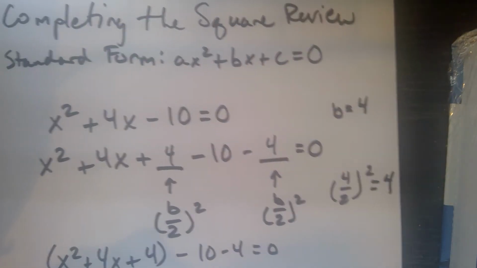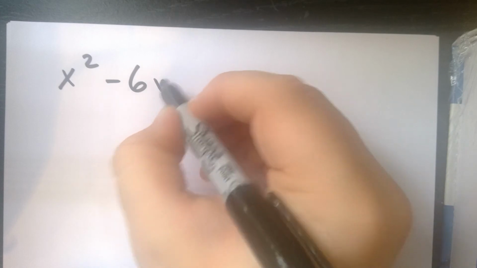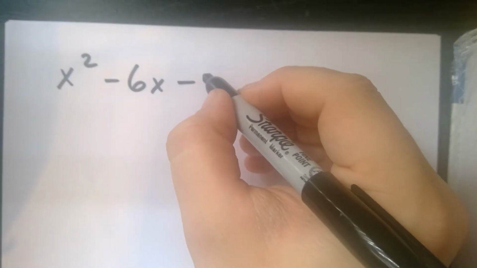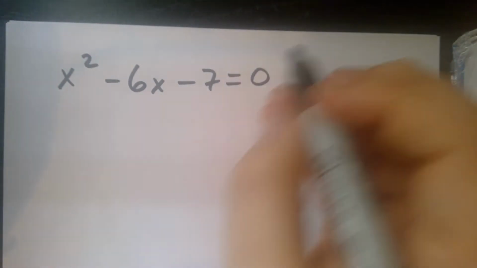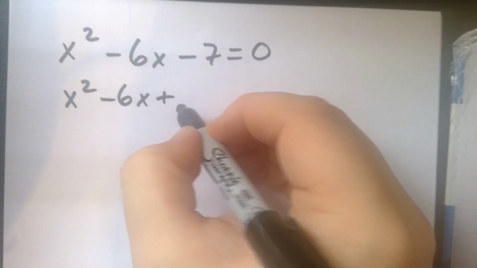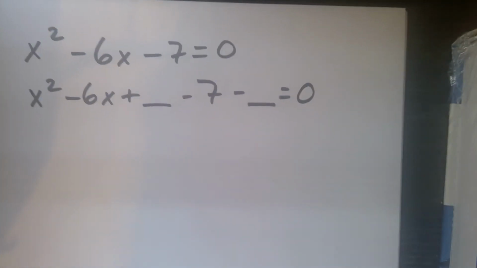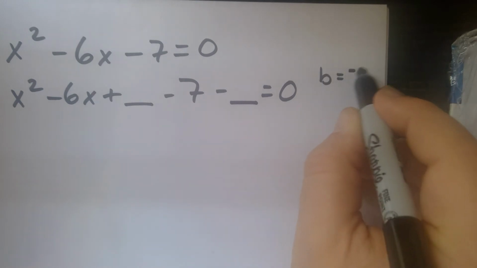Okay, we'll go ahead and do one more together. Let's do x squared minus 6x minus, we'll go with 7 equals 0. So we'll start with our blanks: x squared minus 6x plus blank minus 7 minus blank equals 0. And then we want to know that b equals negative 6.